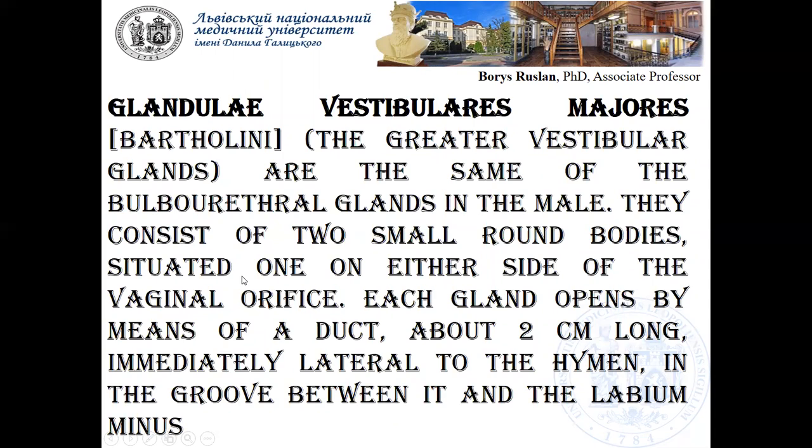What about the glandulae vestibulares majores, Bartholin glands, or greater vestibular glands? They are the same as the bulbourethral glands in the male. They open at the labium and the entry inside the vagina, mostly lubricating, right? They consist of two small round bodies situated one on either side of the vaginal orifice. Each gland opens by means of a duct about 2 centimeters long, immediately lateral to the hymen, in the groove between it and the labium minus.